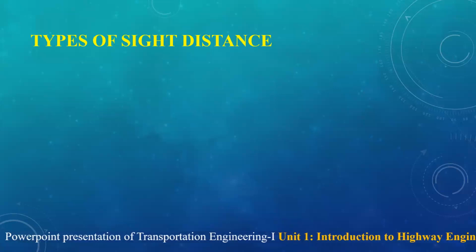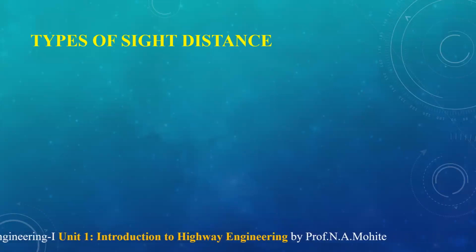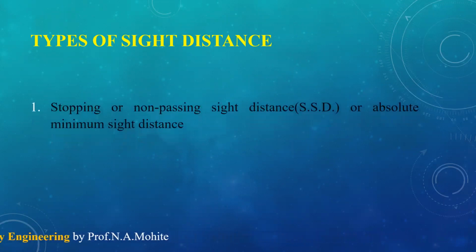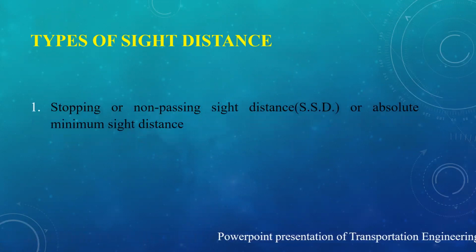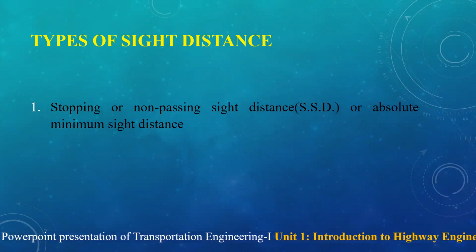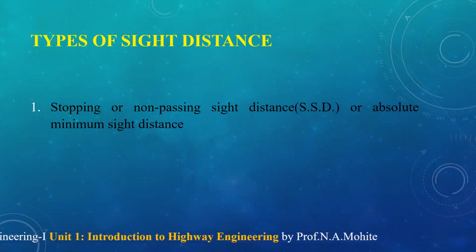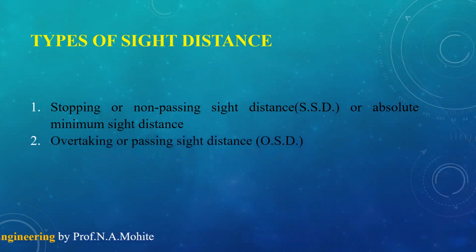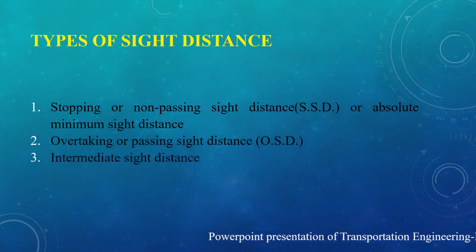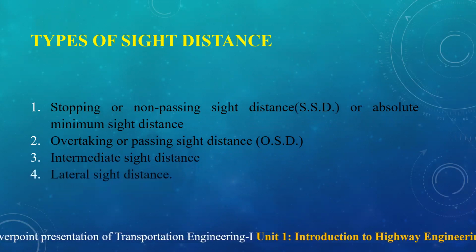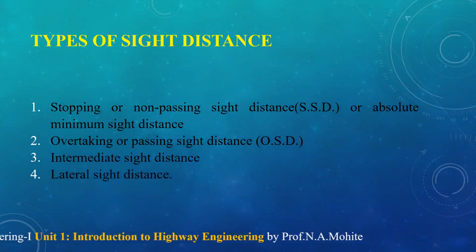Moving to the next point, that is nothing but types of sight distances. First one is the stopping or non-passing sight distance, in short SSD, which is also known as absolute minimum sight distance. Second, overtaking or passing sight distance, OSD. Third one, intermediate sight distance. And last one, lateral sight distance. So we'll discuss one by one.